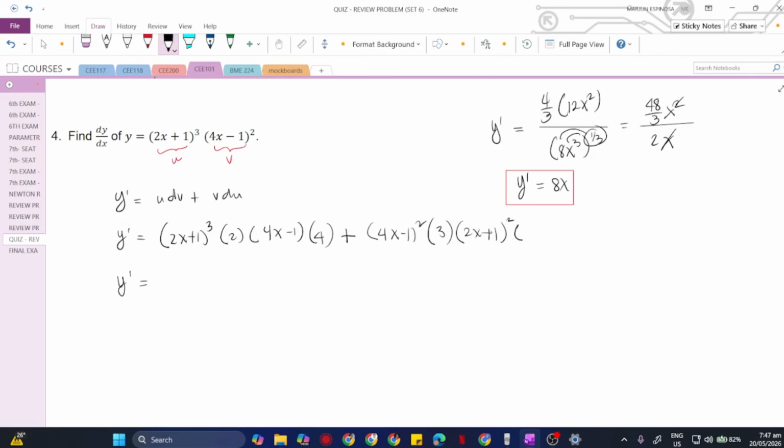Okay, sorry. Meron pa pala tayo ditong 2. Okay, derivative of 2x plus 1 is equivalent to 2. So, we can just take out the common factors. Yung 2, common yun sa dalawang terms. So we can factor that out, 2. And then yung 2x plus 1 square, we can also factor that one.